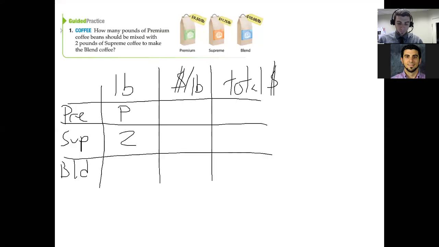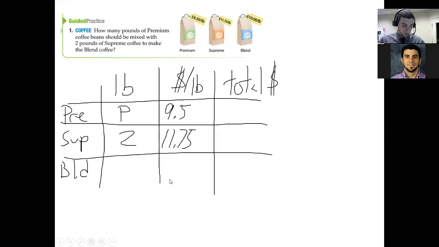Now, the blended coffee, how many pounds of blended coffee is that going to make? Well, first, before we get to that, let's do the premium cost. The premium cost is $9.50 times P. The supreme is $11.75 times 2. And so the total cost here, oh, I'm sorry. Let me erase that. Not yet. You're just getting the cost per pound. So this is $9.50, supreme is $11.75, and blend is $10.